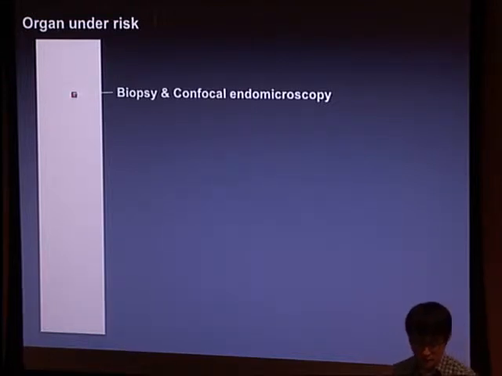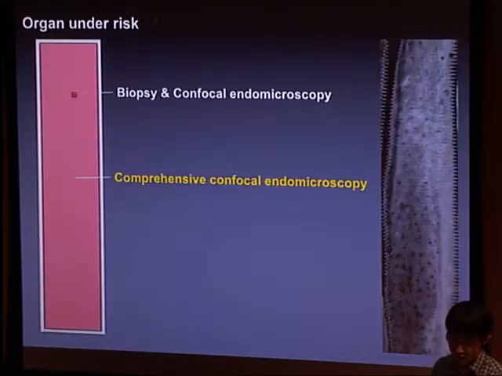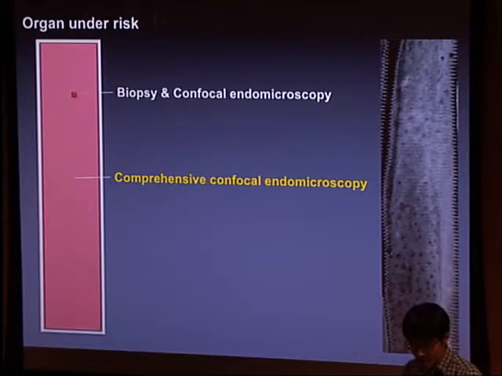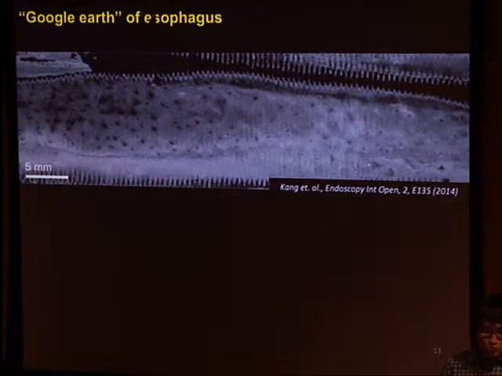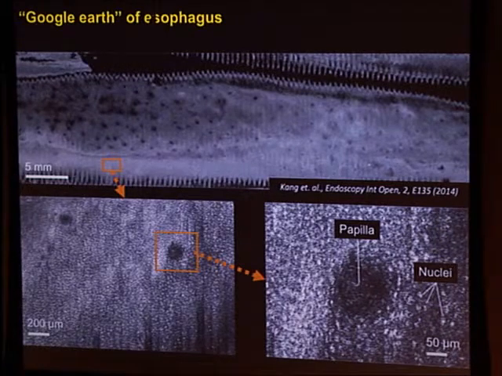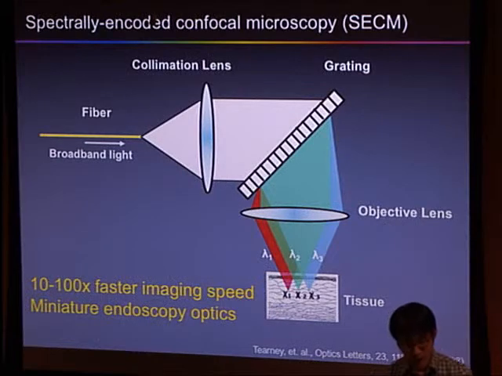malignant change is this big, and the standard of care biopsy or confocal endomicroscope can only cover a very small fraction of the organ. So what we're trying to do with our technology is a comprehensive confocal endomicroscope to image the entire organ that might be at risk of malignant change, and then generate data like that. With that, we can do a Google Earth of the esophagus, basically. So you have the entire distal esophagus, and then you zoom in until you start to see the individual cell nuclei. And how do we do that?